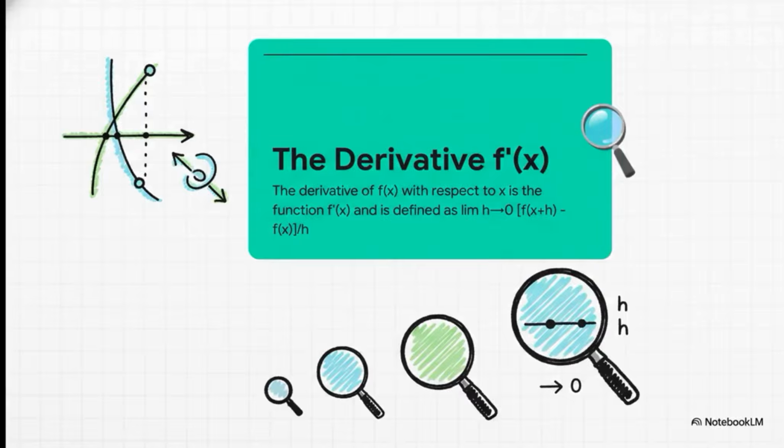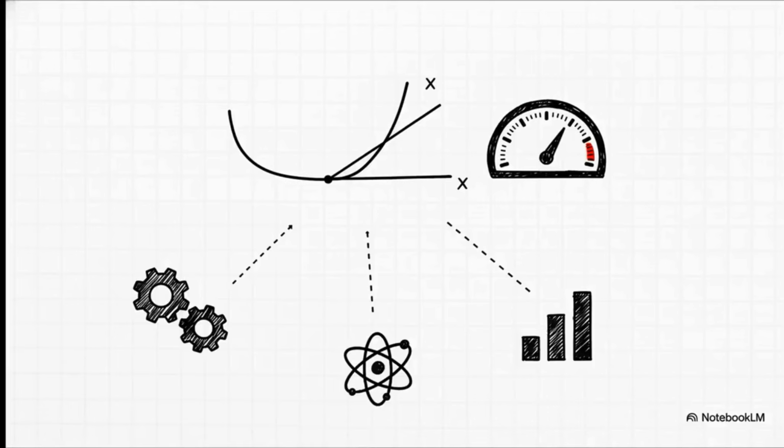It's calculating the slope between two points that are ridiculously close together, and then it asks, what does that slope get closer and closer to as the distance between the points, which we're calling h, shrinks all the way down to 0?